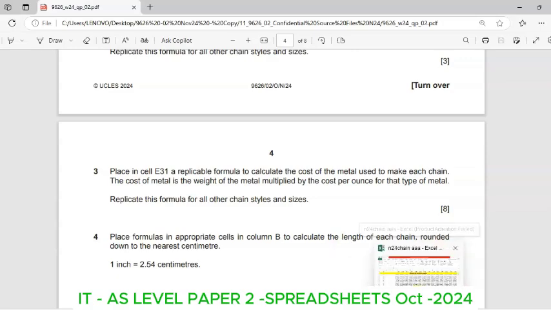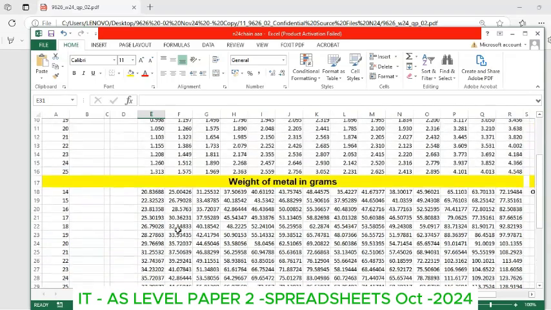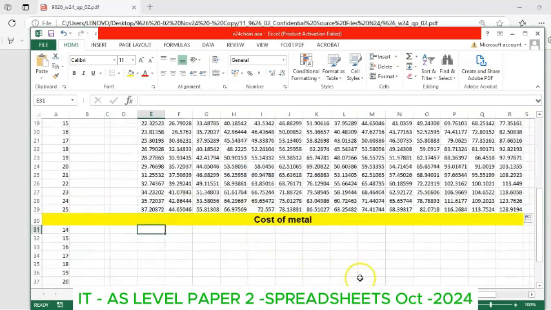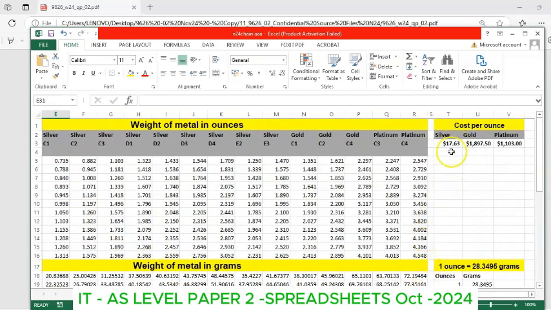So this is required in E31. I'm going to E31. E31 is this cell. In this cell, what they want us to do is to multiply the value in ounces by the cost per ounce. But if you look, we've got three types of chains.